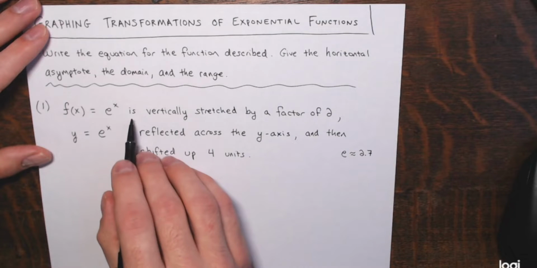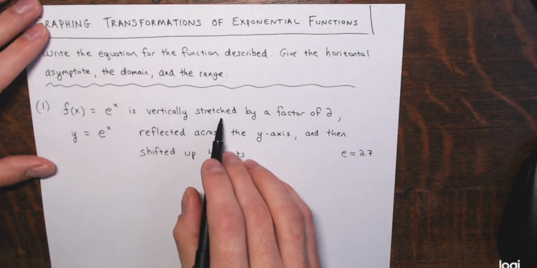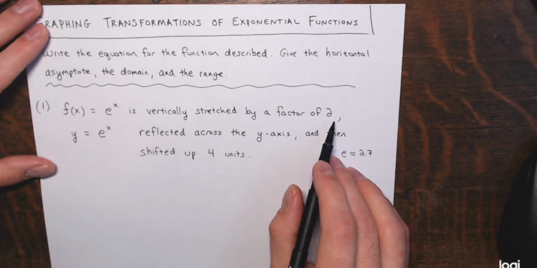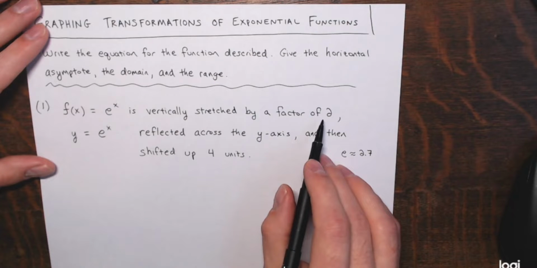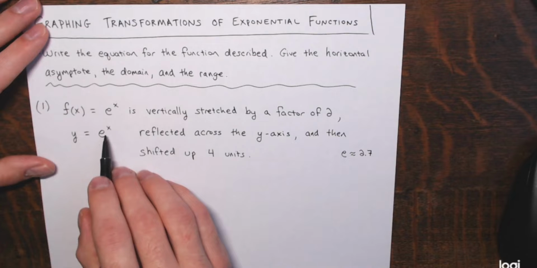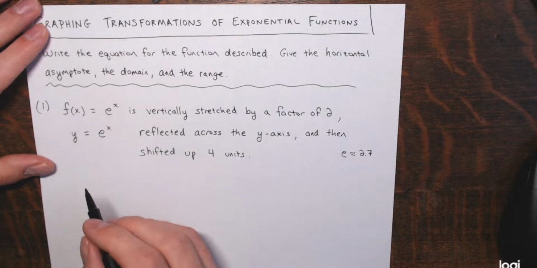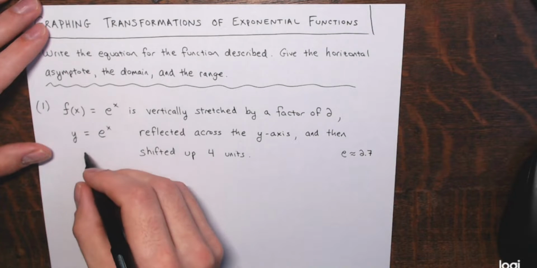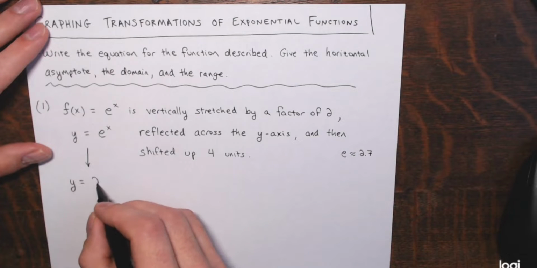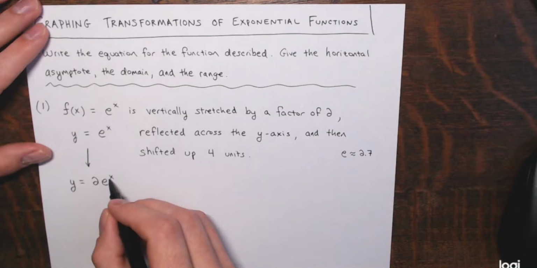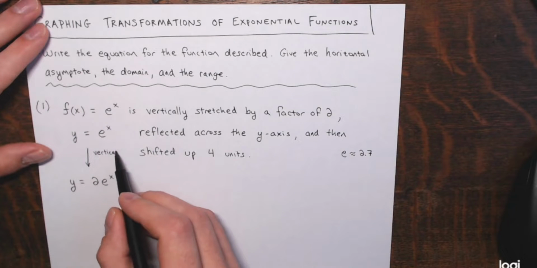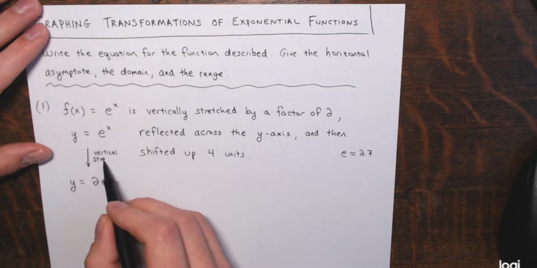So first, it's vertically stretched by a factor of 2. So remember, vertically stretching by a factor of 2 simply meant take the expression the way it was and multiply by 2. So now we have y equals 2 times e to the x. This is the vertical stretch by a factor of 2.